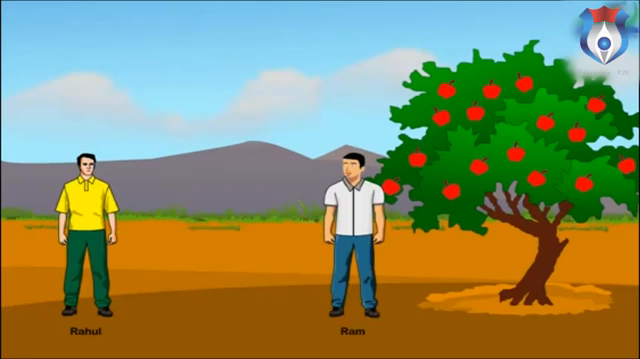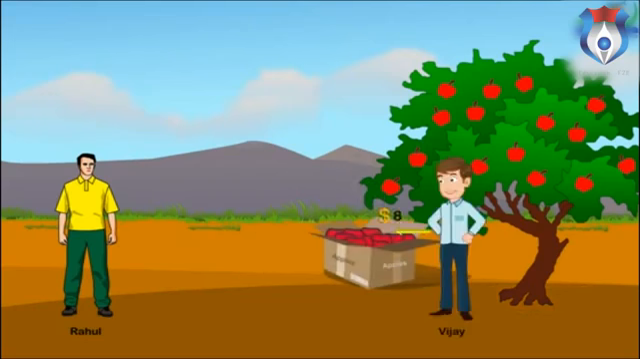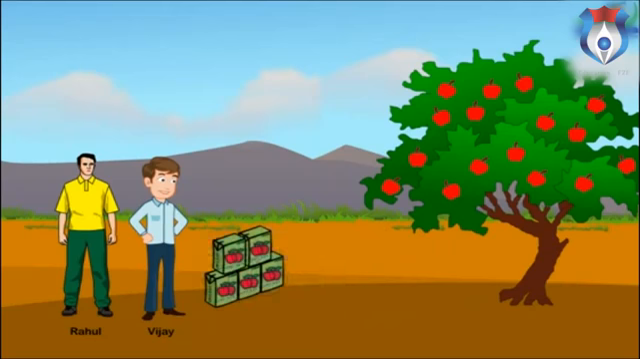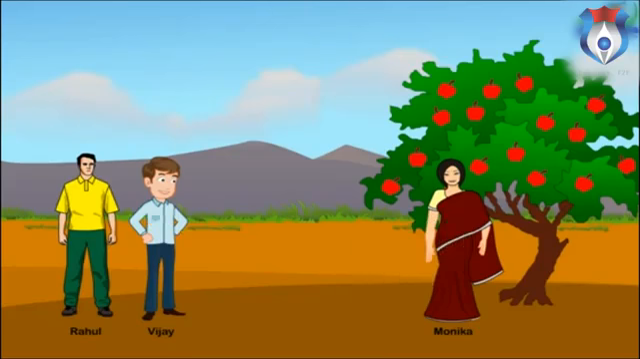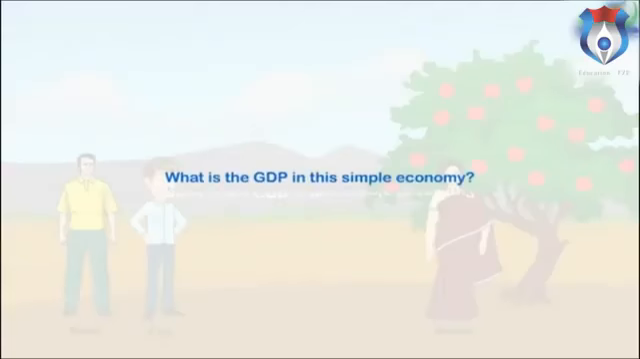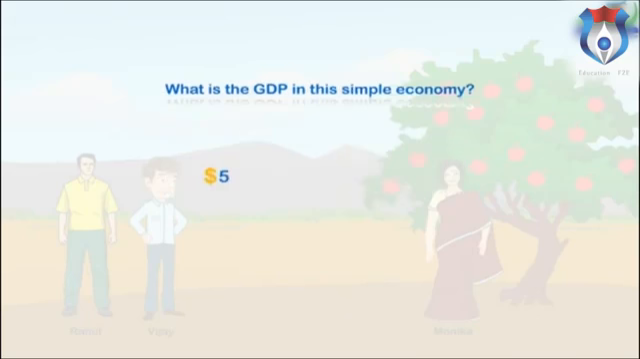Next, Rahul sells the apples to Vijay for $8. Vijay turns the apples into apple juice and sells the apple juice to Monica for $10. Monica consumes the juice. What is the GDP in this simple economy? Is it $5? Is it $13? Is it $10? $18 or some other dollar amount?